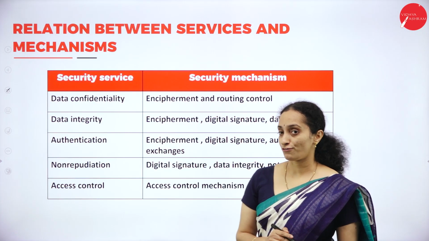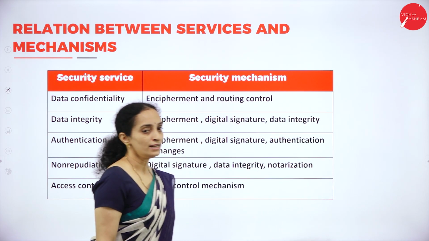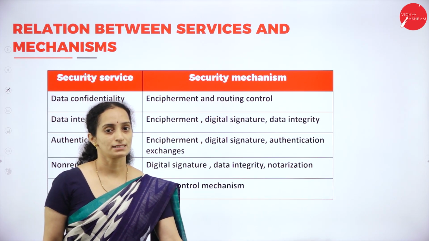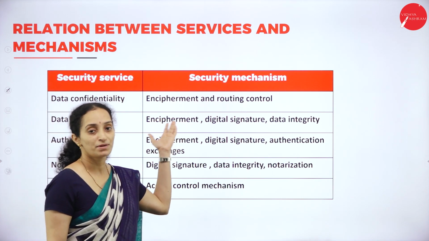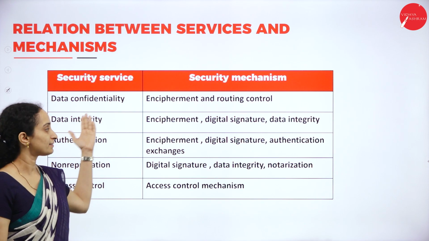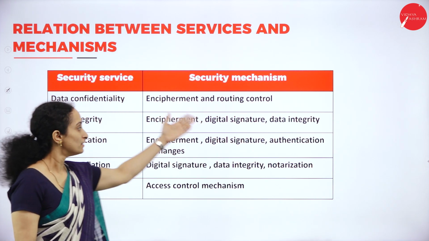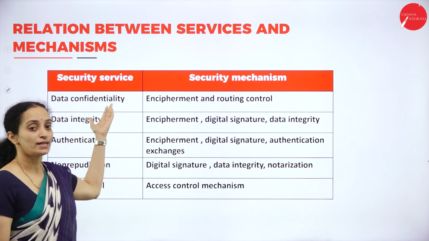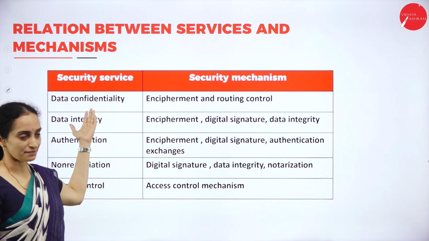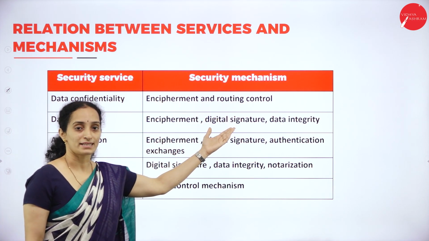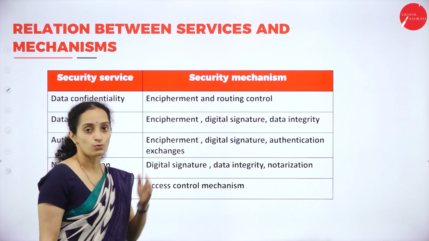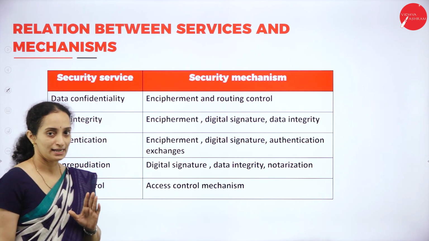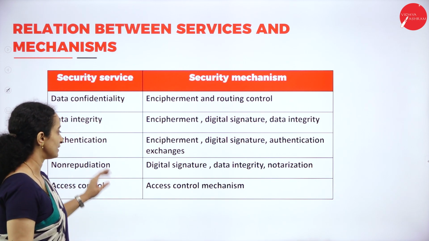These are some of the mechanisms. Now here we have a table of representation which connects the relationship between the service as well as the mechanism. When it comes to the data confidentiality service, the mechanisms that can be followed are encipherment as well as routing control. Confidentiality will be maintained in this.